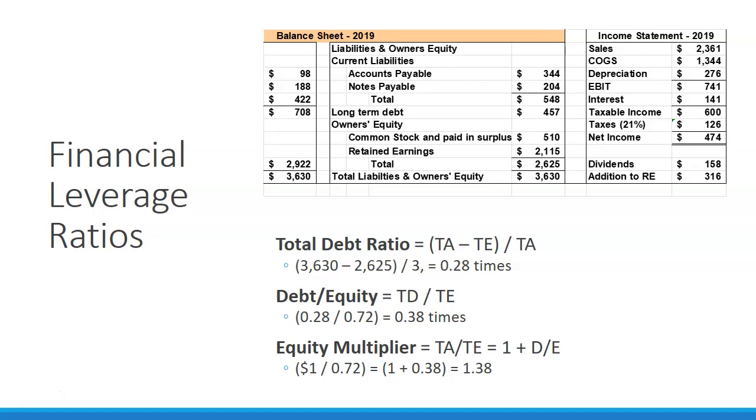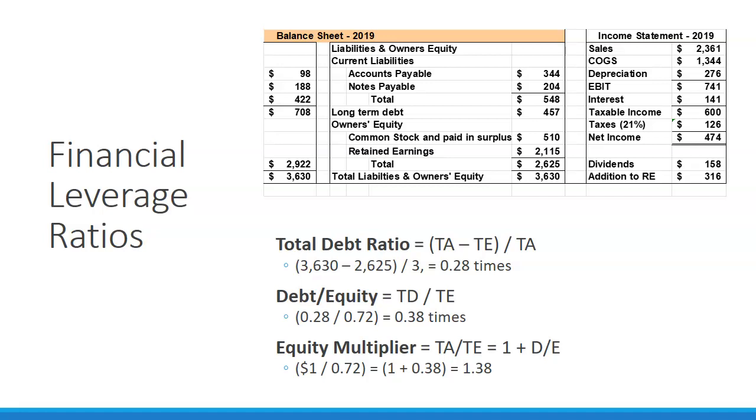So it's also calculated by taking total liabilities divided by total assets. This means for every dollar in assets, we have 28 cents in debt. This also means that we have 72 cents in equity because assets equal total liabilities plus total equity. The total debt ratio plus the total equity ratio must equal 1, or 100 percent of total assets. So if we have one or the other, we can calculate what the total equity is.